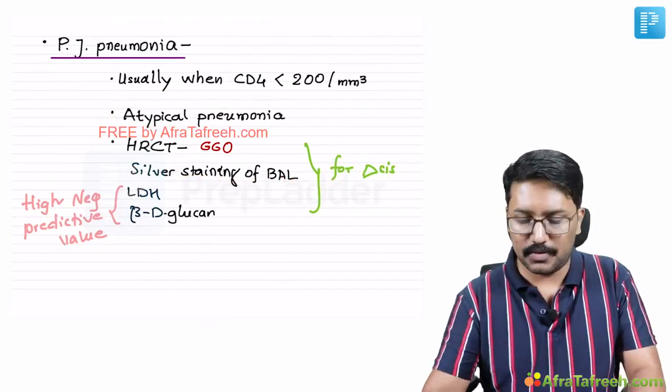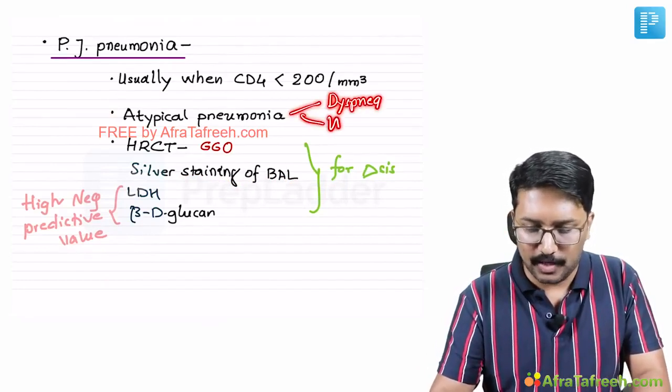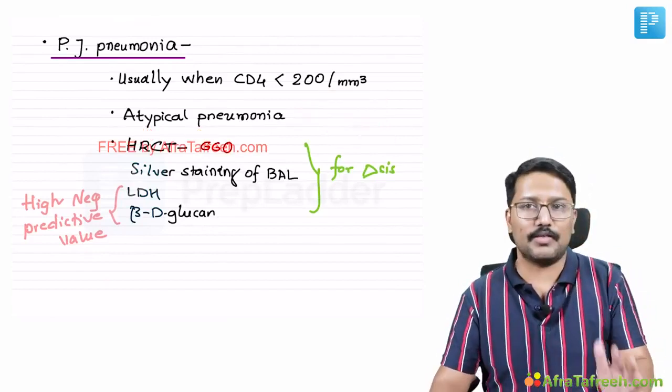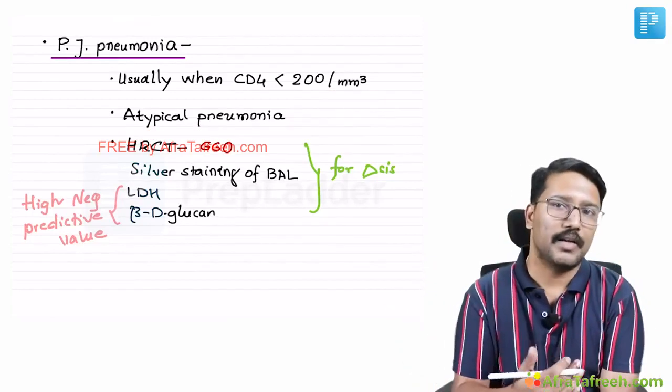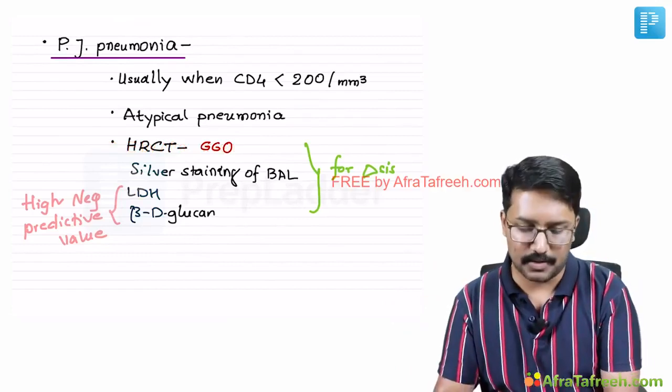So most of these patients present with what? Dyspnea and hypoxia, which is out of proportion to what you see on the X-ray. It's a case of atypical pneumonia. So your X-ray may not have a florid picture, but the patient is having dyspnea and hypoxia out of proportion to the X-ray finding, right?